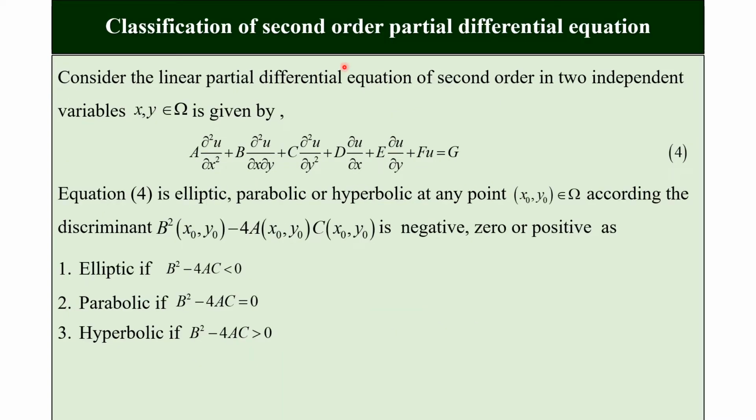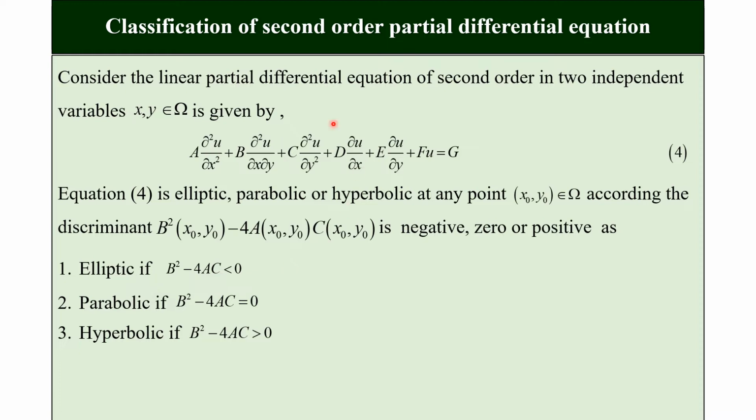Now the classification of second order partial differential equations. Consider the linear partial differential equation of second order in two independent variables x and y which belongs to domain omega, given by equation number 4. Now this equation number 4 is elliptic, parabolic or hyperbolic at any point x0, y0 belonging to omega according to whether the discriminant b square minus 4ac is negative, 0 or positive.